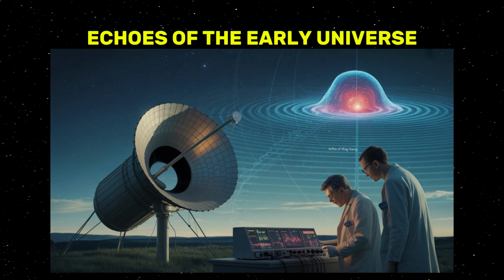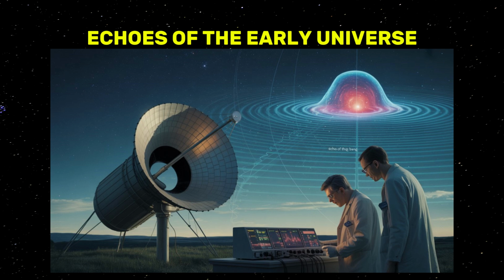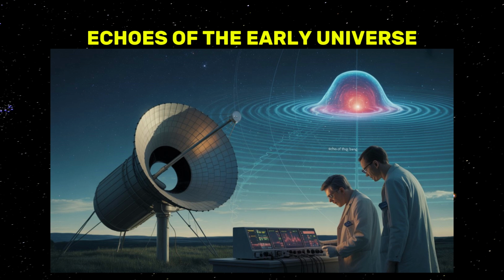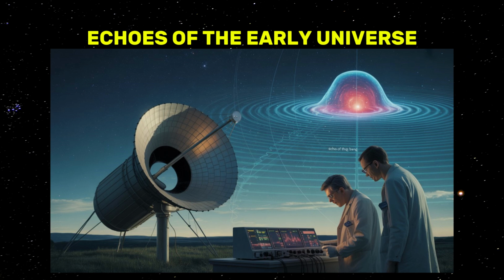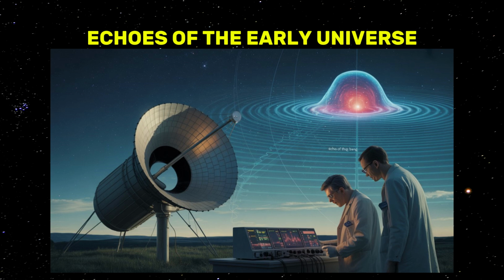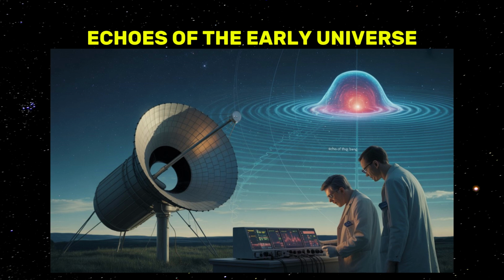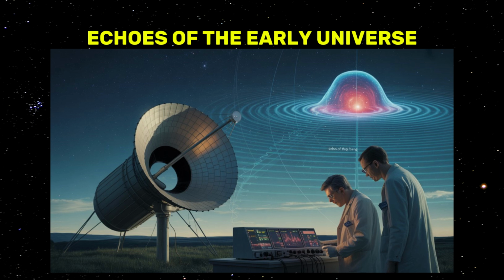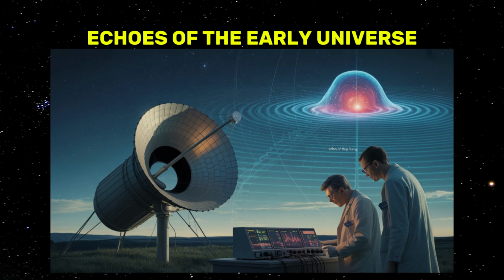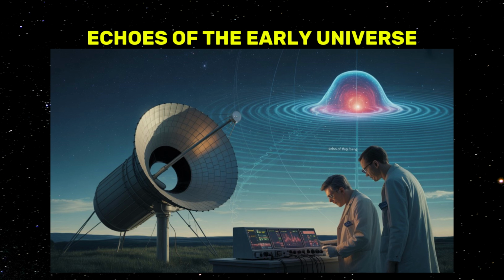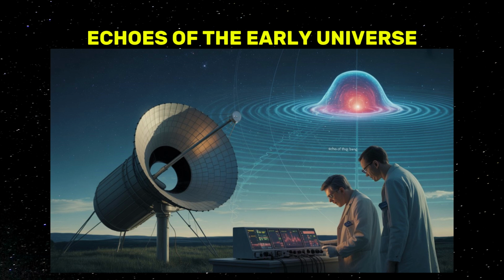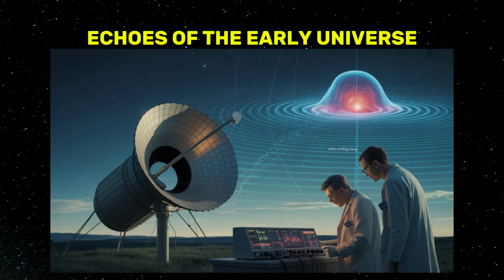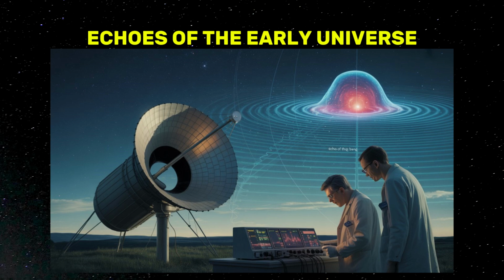Fast forward to the early 1960s. Arno Penzias and Robert Wilson, two radio astronomers at Bell Labs in New Jersey, were testing a large horn-shaped antenna meant to detect faint signals for satellite communication. Instead of clean data, their equipment registered a puzzling background noise, a low, steady hum that seemed to come equally from every part of the sky.